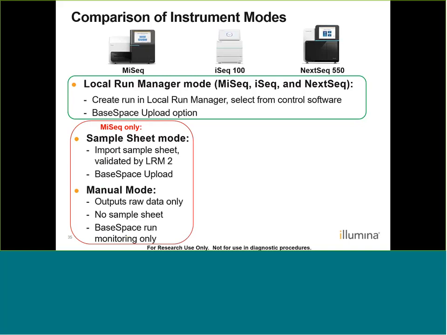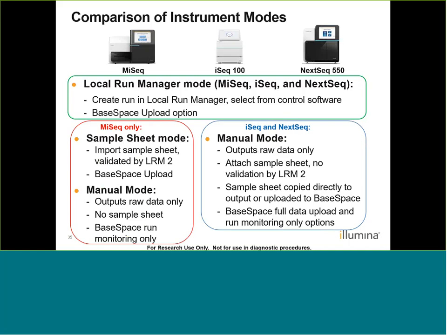The MiSeq has two other modes. There's a sample sheet mode, which just imports a sample sheet similar to MCS version 2, and also allows for BaseSpace upload. The MiSeq has a manual mode that only outputs raw data. You do not include a sample sheet, so there is no analysis that takes place in this mode. And with this mode, you can set up the instrument for BaseSpace run monitoring only, but because there is no sample sheet, there is also no option to upload your full data. Sample sheet mode and Local Run Manager mode on the MiSeq allow for BaseSpace data uploads, manual mode does not. This is slightly different on the iSeq and NextSeq.